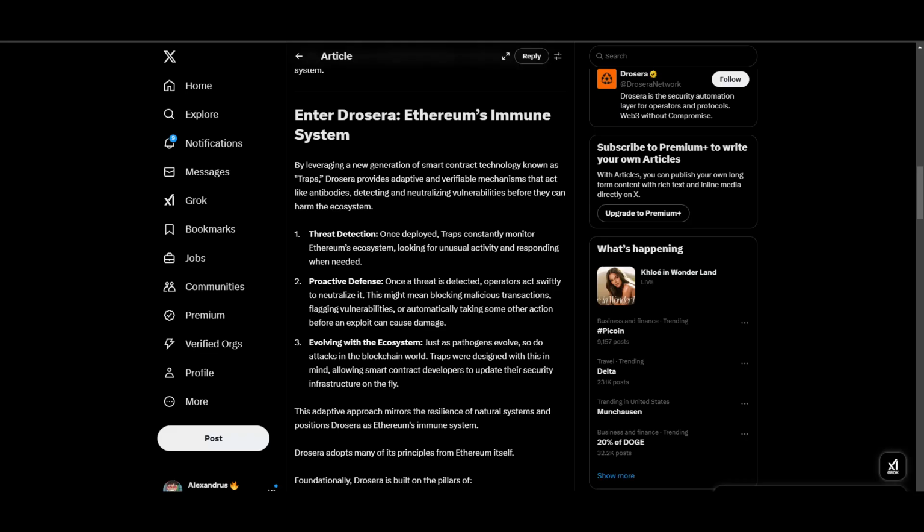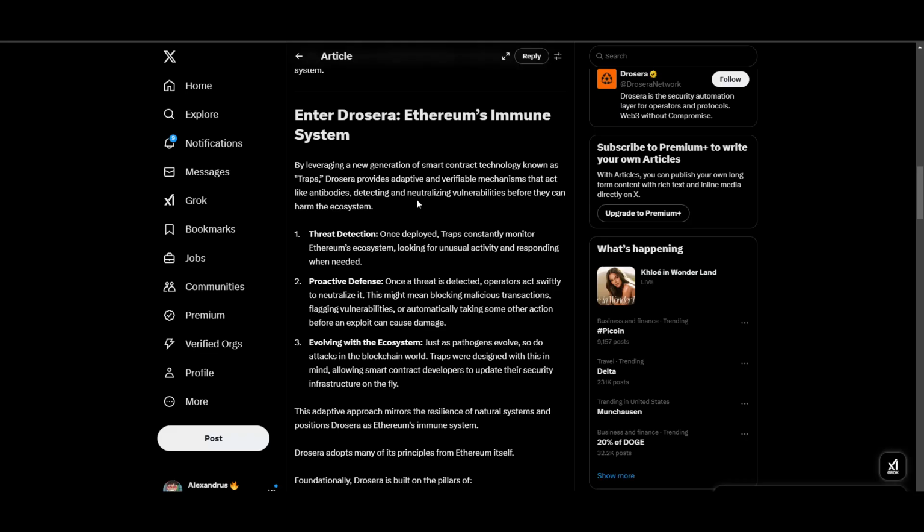So first of all, they have threat detection. Once deployed, traps constantly monitor Ethereum's ecosystem, looking for unusual activity and responding when needed. Then second of all, proactive defense. Once a threat is detected, operators act swiftly to neutralize it. This might mean blocking malicious transactions, flagging vulnerabilities, or automatically taking some other action before an exploit can cause damage. And imagine, guys, how much money this could save all the potential investors of different Ethereum-based projects if Drosera would be able to stop the hack or the exploit before it even executes, right?